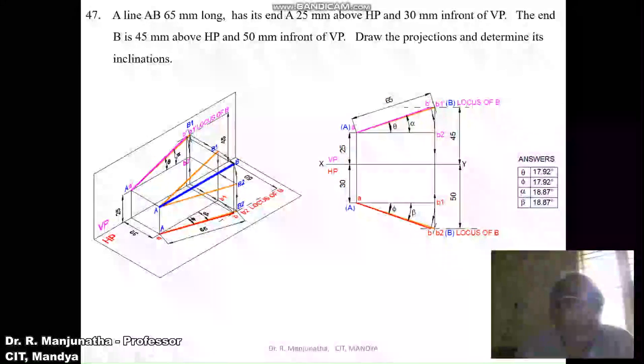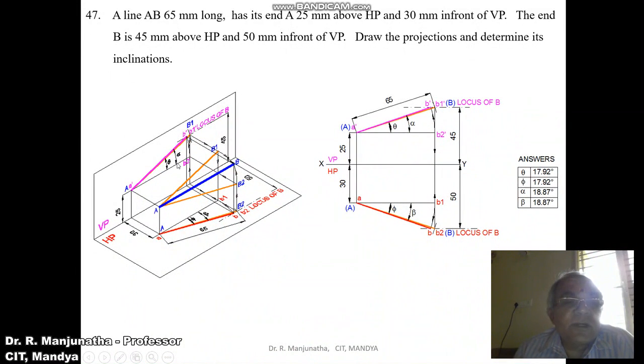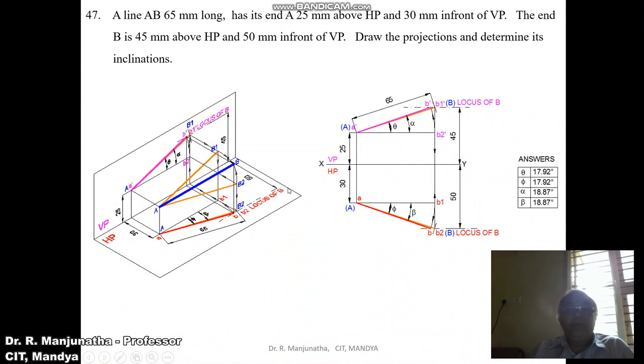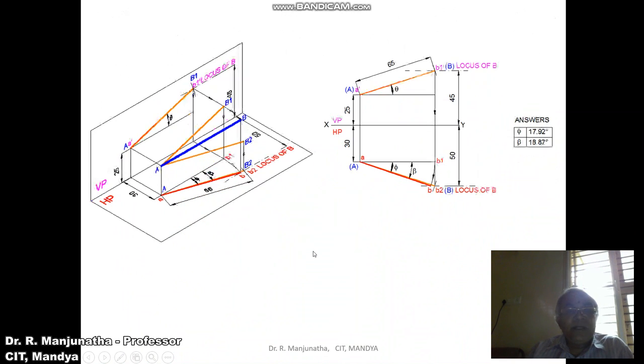So this will be the apparent inclination with respect to the front view, and this is the true inclination with respect to front view. So this is how you will be able to analyze this problem. Now we will take up individually.